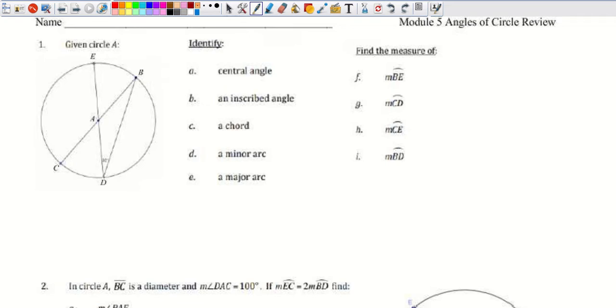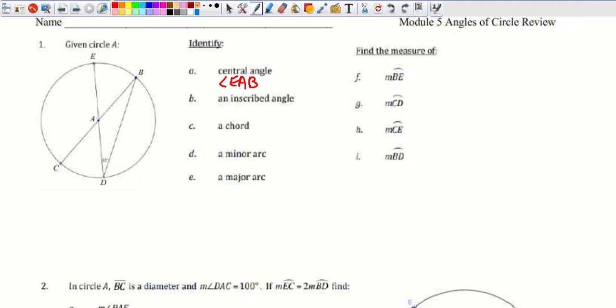So number one, we're trying to identify the central angle here. So the central angle, there's a few of them. We'll name angle EAB here as a central angle. There's also EAD, BAD, and EAC. So all of these angles right around the center here are all going to be central angles.